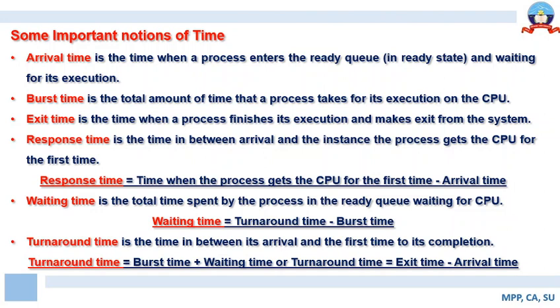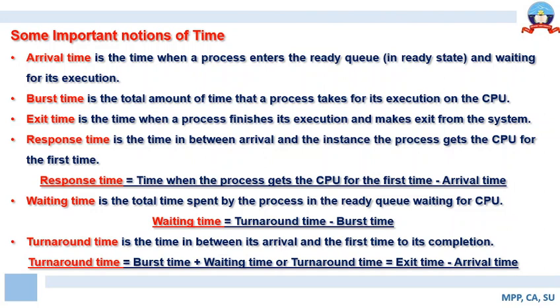Again, we'll repeat it. Arrival time is the time when a process enters the ready queue and waits for its turn of allotment of CPU for execution. Burst time is the total amount of time that a process takes for its execution on the CPU. Exit time is the time when a process finishes its execution and makes exit from the system.